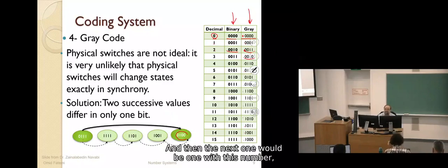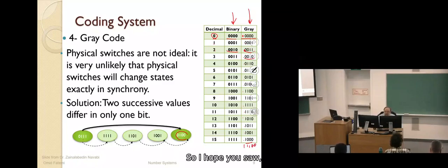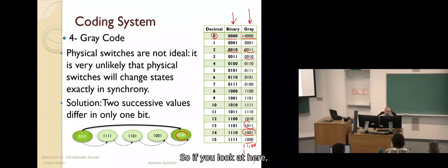And then the next one would be 1 with this number, 1, 0, 0, 0, 1, 1, 0, 0. Oh, it's too bad because my pen is not very good. I hope you saw what I wrote. And the next one would be this one, this one with a 1, and then this one, and then this one. You go in the reverse order, and you complete your 32 codes. So if you look here, you see the same thing from 3 to 4. So these are the 3 parts.